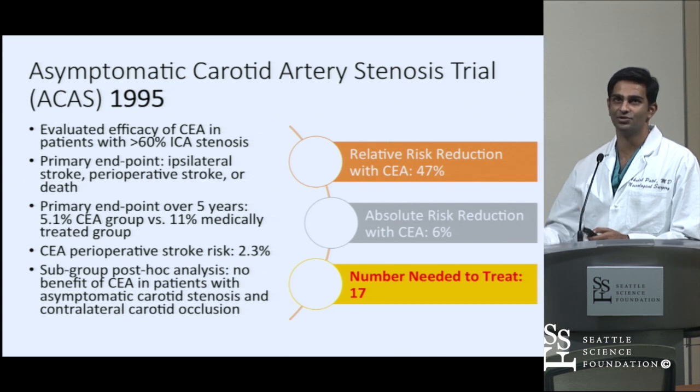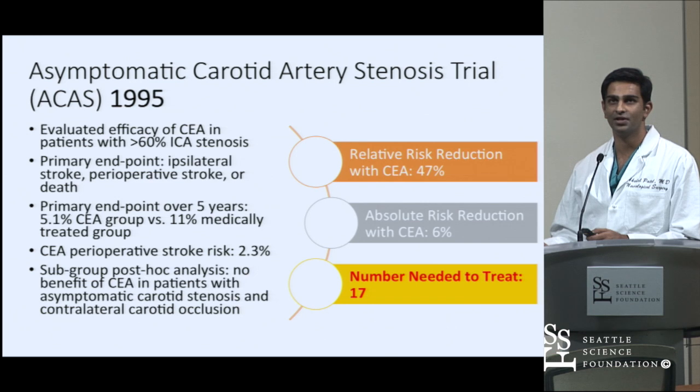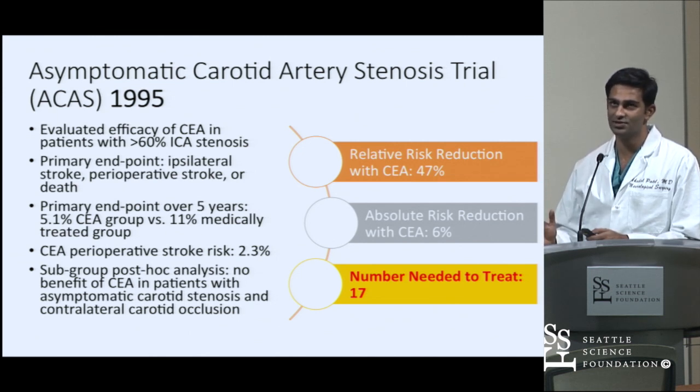It had the typical features of a randomized control study, and the primary endpoint was basically ipsilateral stroke or death, essentially on the ipsilateral side, the same side as the carotid stenosis. What's interesting is that they published their relative risk reduction with the use of carotid endarterectomy in asymptomatic patients as 47%. And that's what came through the press. That's what made it to the headlines.